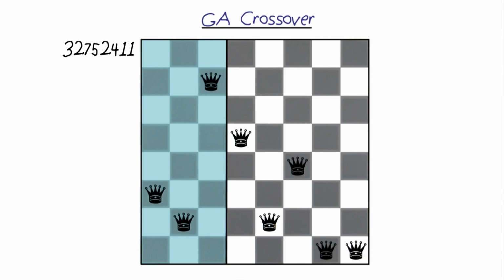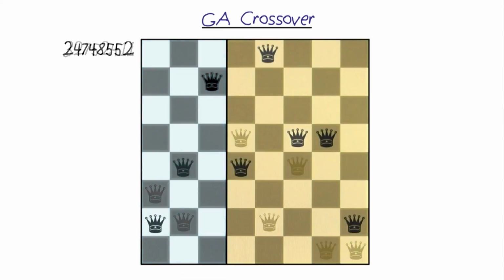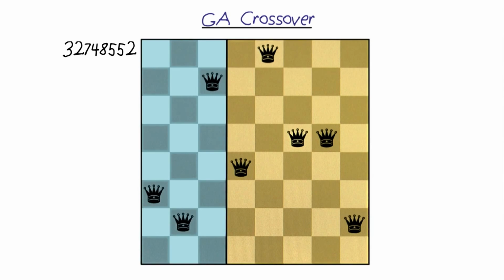For the first child, we'll take the first part of the first parent, which we'll mark in blue. Looking at the second parent, which is 247-48552, we're going to take the last part of it. Let's mark that in yellow. And now we'll add them together to get a child that is 327-48552. That makes more sense to me now that I see it done with the actual game boards.